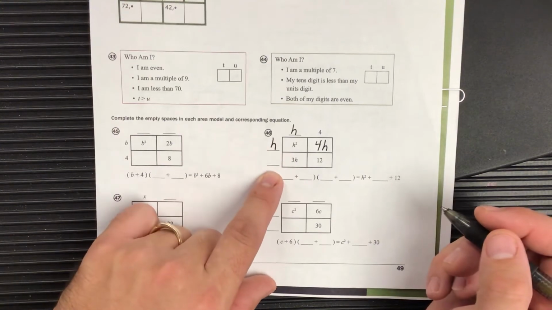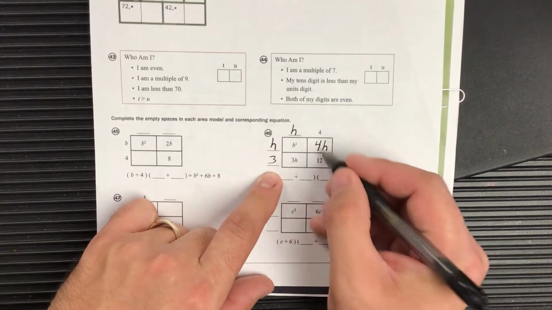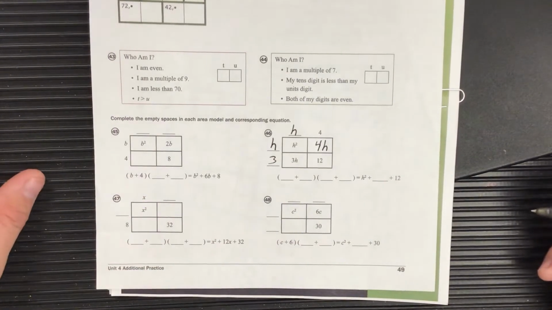And then what goes on the bottom? 3. 3 times h is 3h, and 3 times 4 is 12, so 3 is correct. Okay, let's fill in the parentheses then.